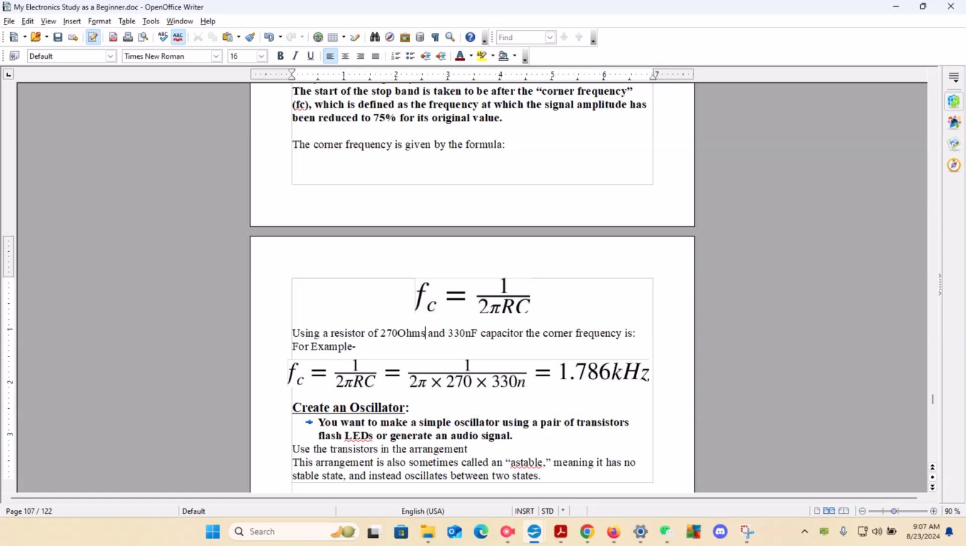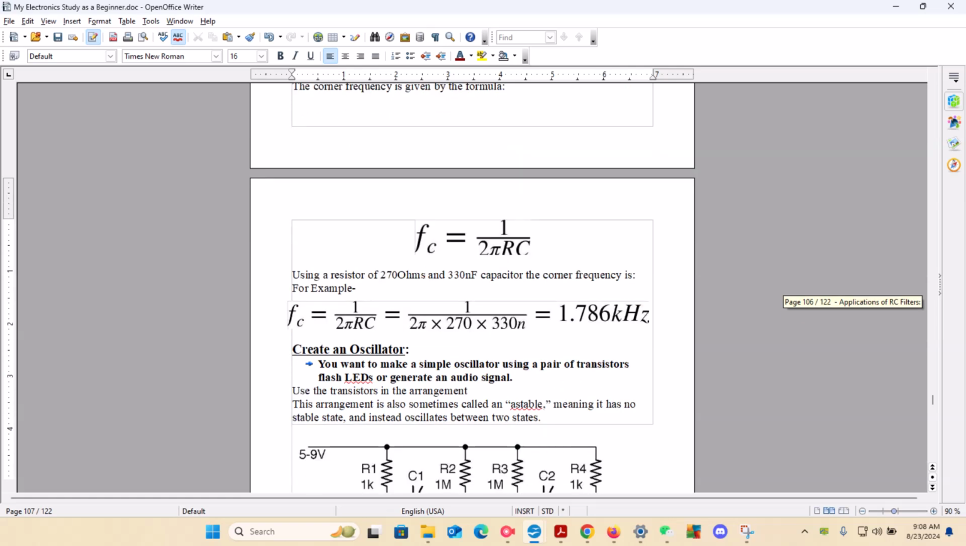So using a resistor of 270 ohms and a 330 nanofarad capacitor, the corner frequency is, for example, this is one example. It just depends on what the numbers are specifically, but I'm just giving one example. We're going to plug into our formula, F subscript C, the corner frequency, equals 1 divided by 2 pi times R times C. So in this case, it's 1 over 2 pi times 270 times 330 n, and this is going to equal 1.786 kilohertz.